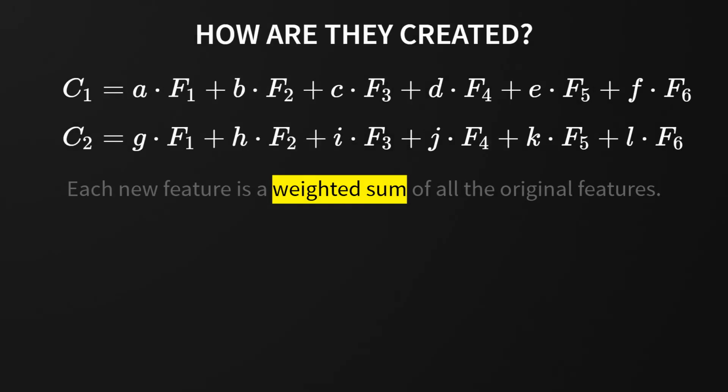So what's the math? It's surprisingly simple. Each new component, like C1, is just a weighted sum of all the original features. The algorithm's job is to find the perfect weights to maximize the information captured.